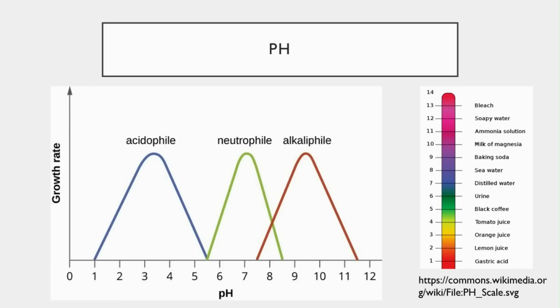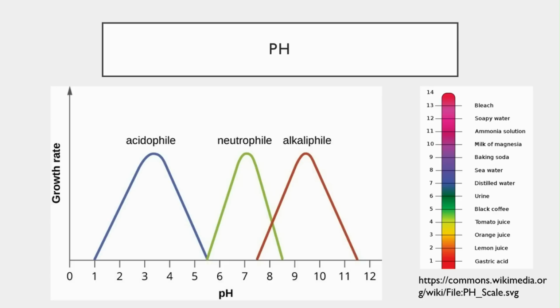As with temperature, each microbe has a minimum, maximum, and optimal pH. Acidophiles grow in pH ranges from 1 to 5, and from 1 to 5.5. An example of acidophiles are the bacterium that produces and lives in yogurt. Neutrophiles grow in pH ranges from 5.5 to 8.5. Alkalophiles have a bit of overlap with neutrophiles and can manage pH as low as 7.5, but can survive in pH as high as 11.5.